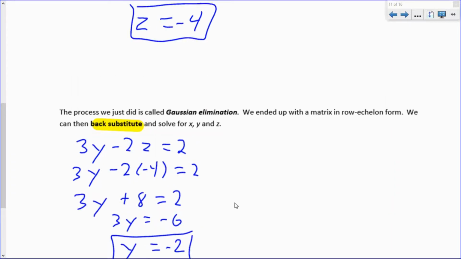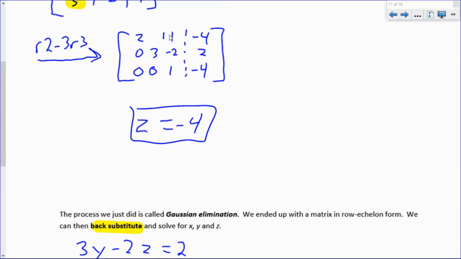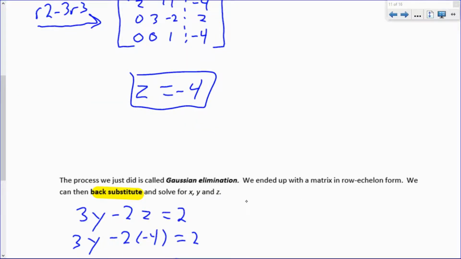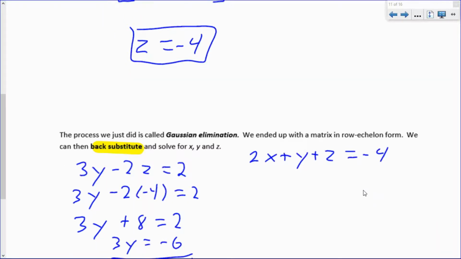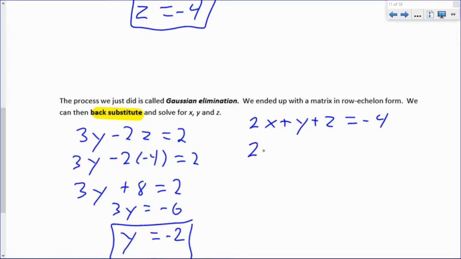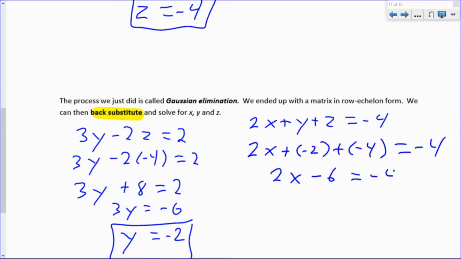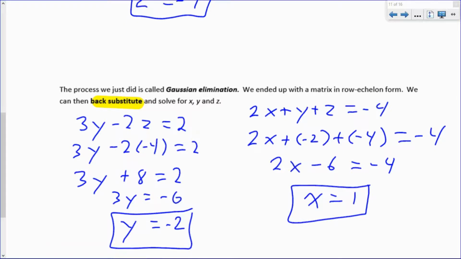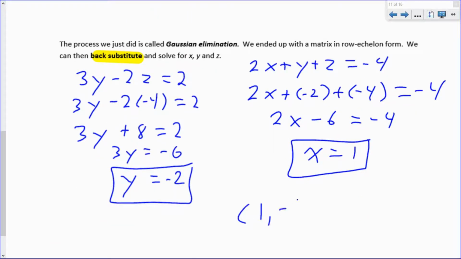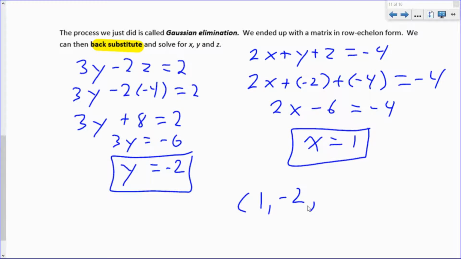And finally, the first row of the matrix, the only equation that didn't change: 2x plus y plus z equals negative 4. And now I can substitute my values of y and z into that equation. So I get 2x plus negative 2 plus negative 4 equals negative 4, or 2x minus 6 equals negative 4, gives you x equals 1. And so there's my solution, my point of intersection: 1, negative 2, what was it, negative 4.